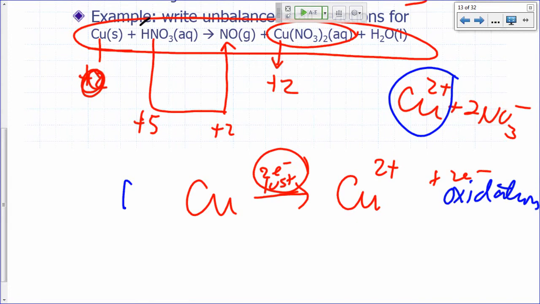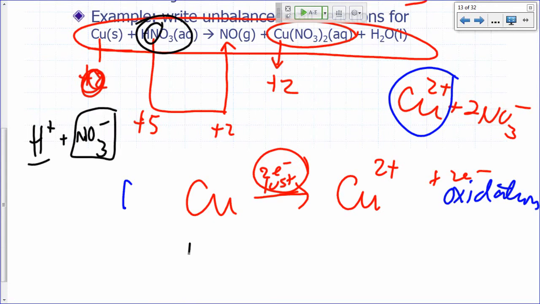HNO3 to NO. But what do we know about HNO3? It's one of the 6 strong acids, so in aqueous solution it's completely dissociated, so we don't write it as HNO3 when we write net ionic equations. What do we write it as? H plus and nitrate, right? But H plus is not involved in the redox. It's just the nitrogen that's reduced.